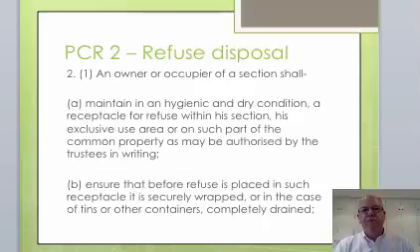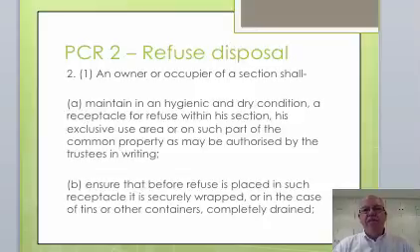An owner or occupier of a section shall firstly maintain in a hygienic and dry condition a receptacle, a bin, in some cases a wheelie bin, in some cases a smaller bin, for refuse within their section, his exclusive use area, or on such part of the common property as may be authorised by the trustees in writing. So there are three possibilities. The bin might be in the section, it might be in the exclusive use area, or it might be somewhere the trustees have in writing said it must be.